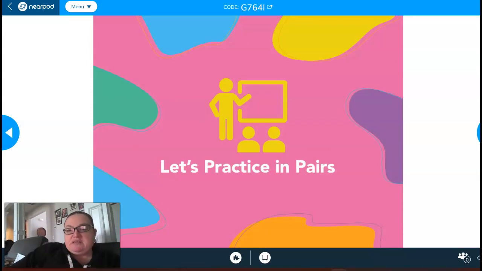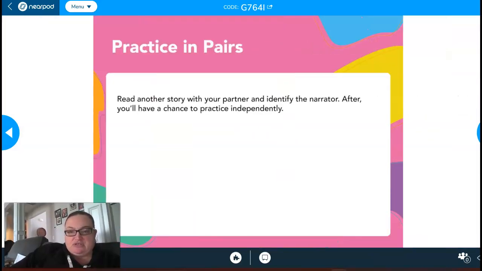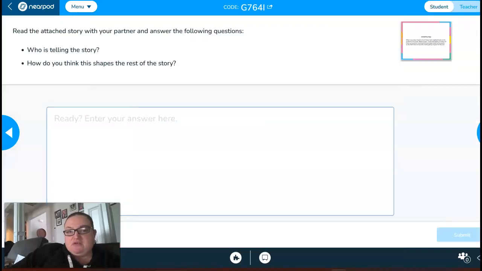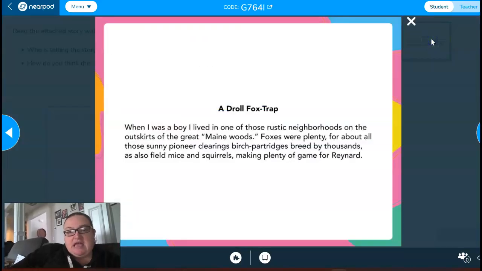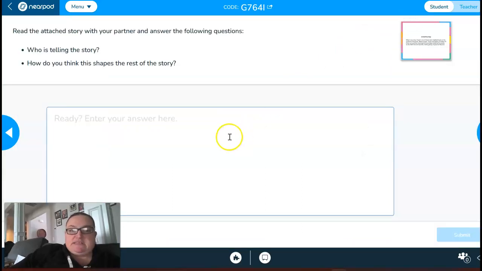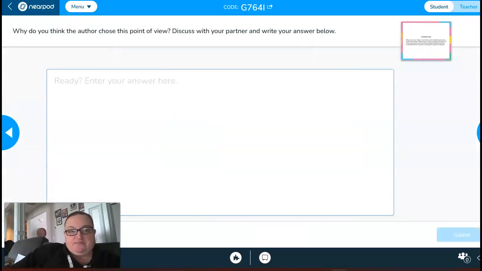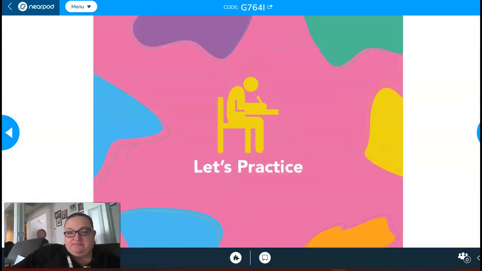And then this would be the we do. They would practice in pairs with their neighbor to their left. Same thing, you click on the link, A Droll Foxtrot, they would read it, and then they would explain who is telling the story, how do you think this shapes the rest of the story, why do you think the author chose this point of view, and discuss it with your partner, and then they would write their answers.